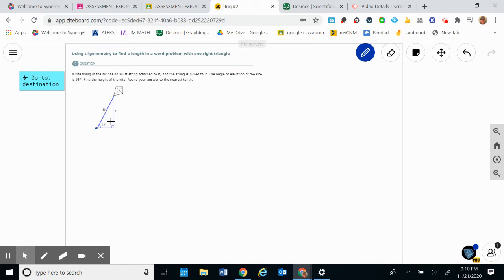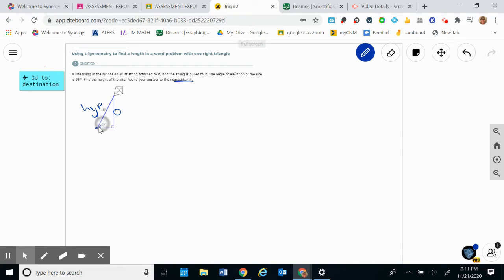So there you go. Right away you recognize that no matter where you stand, that's the hypotenuse. And the string is pulled taut. The angle of elevation of the kite is 63. Find the height. So this is the side we're looking for. Okay, round your answer to the nearest tenth. Always pay attention to that. But here we go. You stand here.